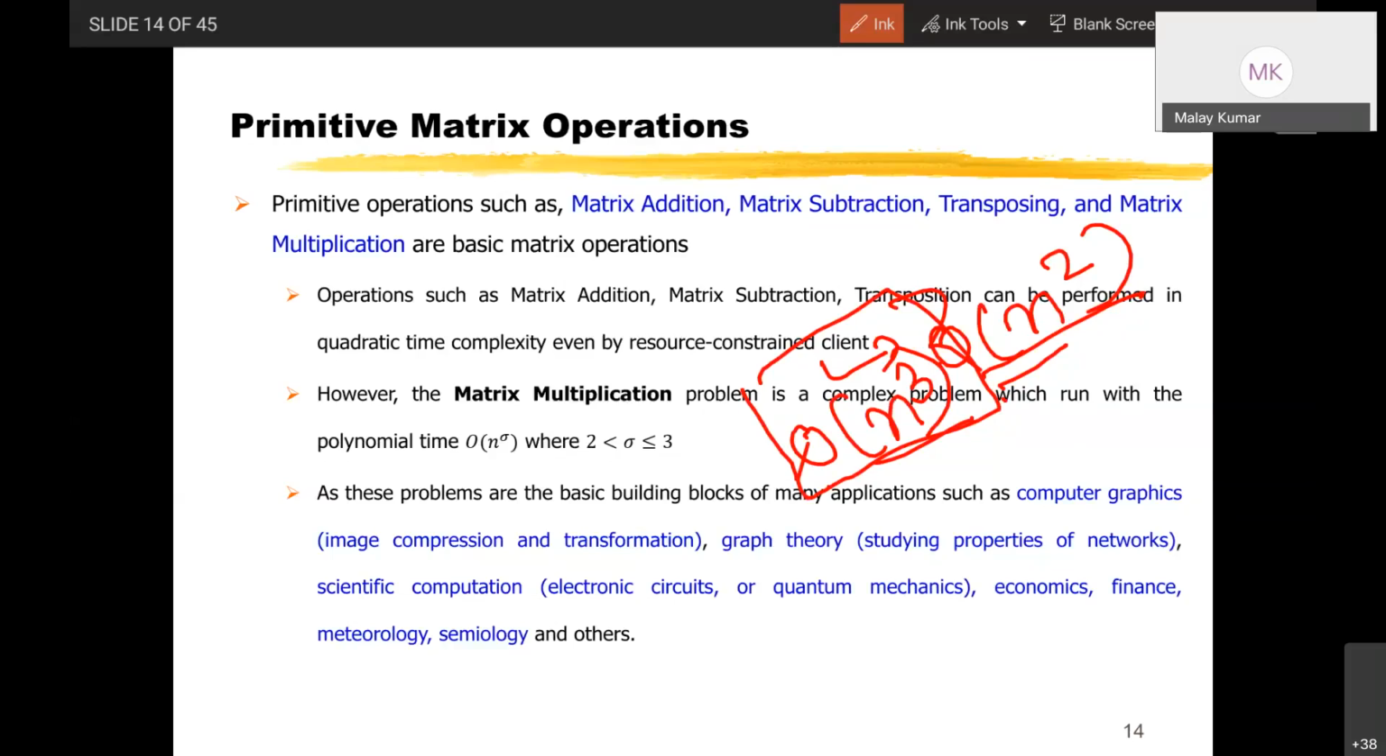All these problems, as you know, are basic building blocks. They can be used in computer graphics, transformation, in graph theory to study the properties of networks, electronic circuits, quantum mechanics, economics, finance, meteorology, and also in machine learning operations. That is why it is a primitive, and we are going to design an outsourcing mechanism for such applications.